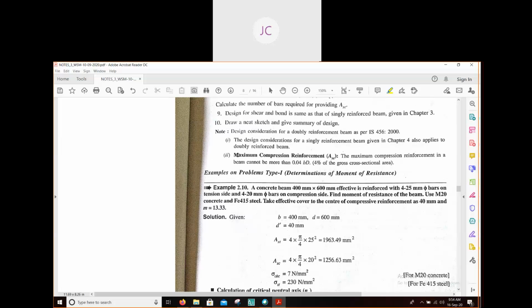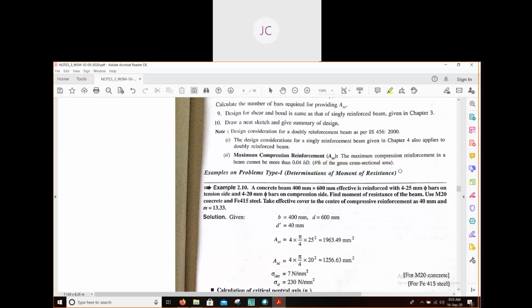I will show you this value. All of you must remember this value because it is very important in solving numericals as well as for competitive exams and any viva. The maximum compression reinforcement in a beam cannot be more than 0.04 times B into D. That means 4% of the gross cross-section area. Whatever reinforcement you provide in the compression zone, the total area of steel cannot be more than 4% of the gross cross-section area.